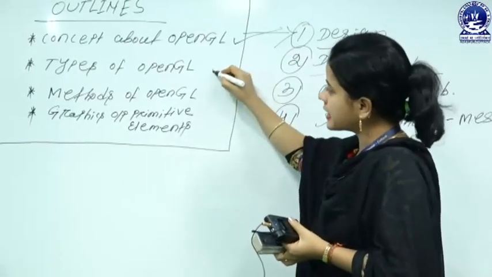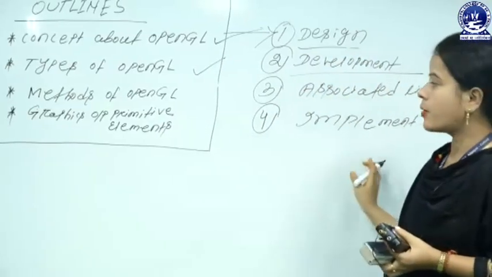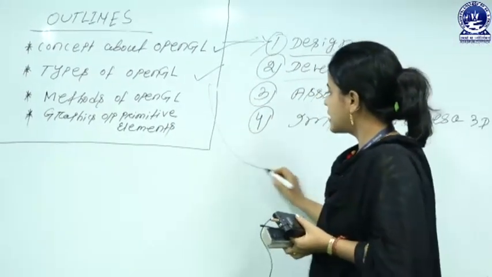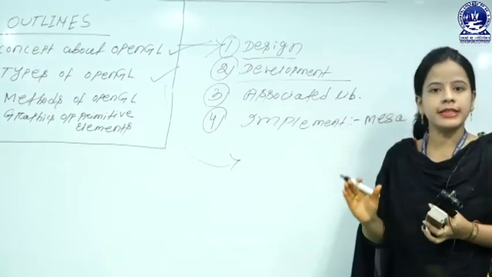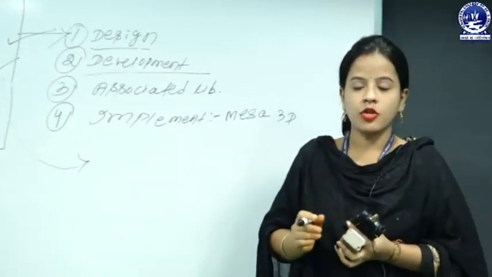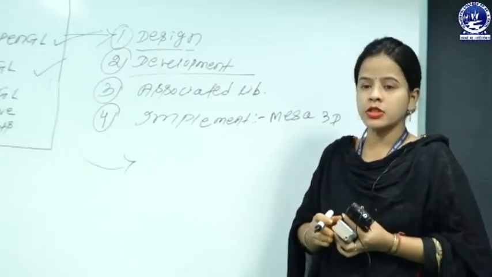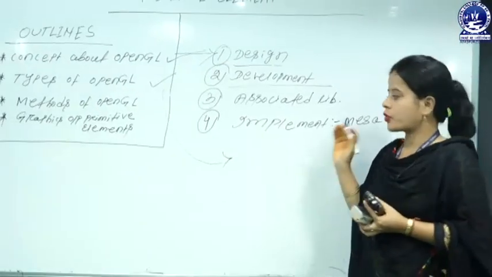Now let us go to the second concept, which shows the types of OpenGL. Generally, OpenGL is designed using two techniques. The first one is general purpose, and the other one is special purpose.